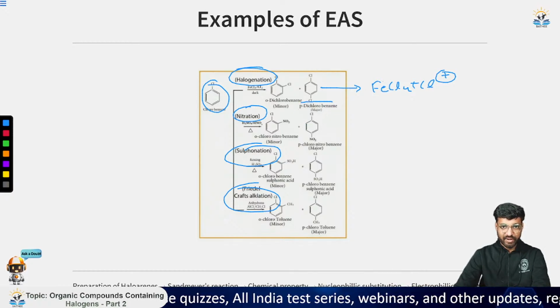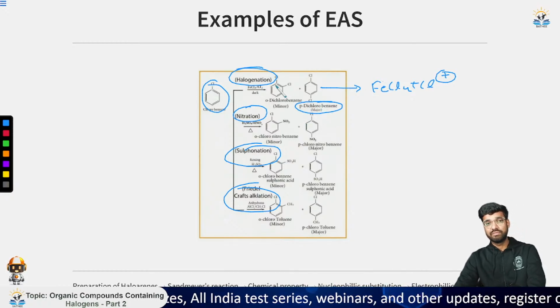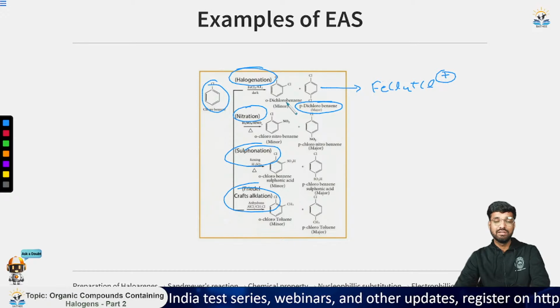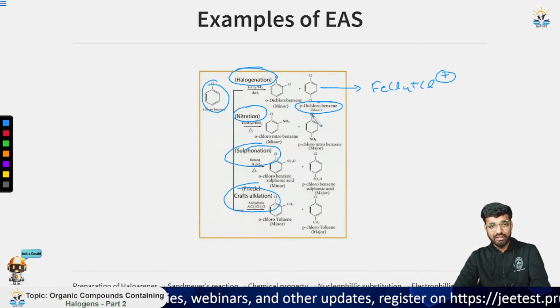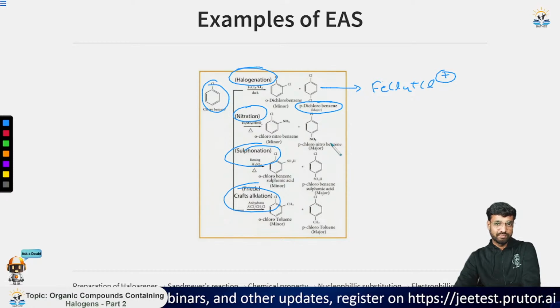Now majorly the para product will be formed because of steric reasons, because the chlorine atoms will repel each other. That is why we will get the para in the major amount. So in all of these cases, para will be in the major amount.